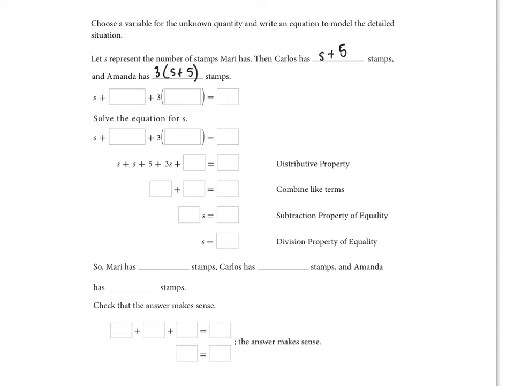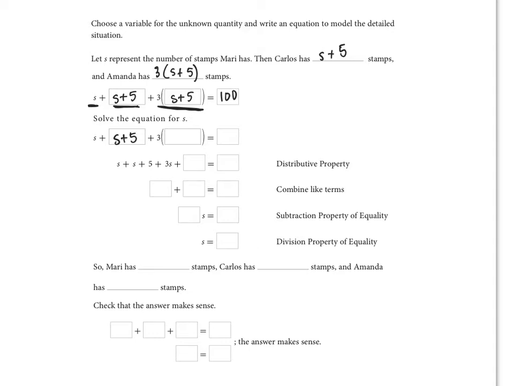So what do I know about the amount of stamps that 3 of them all have together? They have 100. So I'm going to add S is Mari, S plus 5 is Carlos, right? And then 3 times S plus 5 is Amanda. So those are the 3 people. You see plus signs in between each of those, and when I add them together, it should equal 100. So this is my equation. Definitely the most difficult part of this whole problem is setting this up. Let's go through and solve it very quickly here.